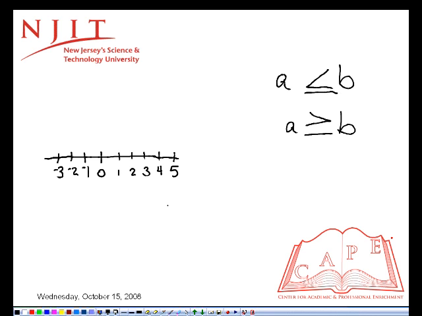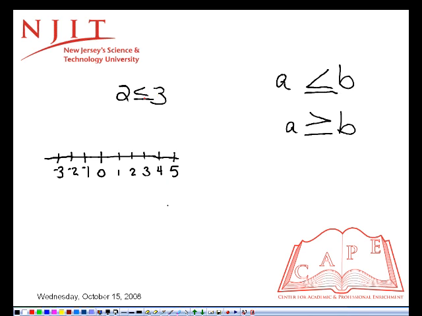So let's check an example. What if we were to say, let's try positive, positive 2 is less than or equal to 3. Now let's look at our number line. 2 is to the left of 3. So what does that mean? That means 2 is less than 3.